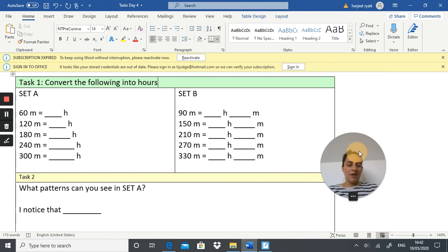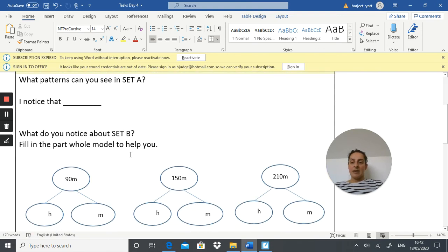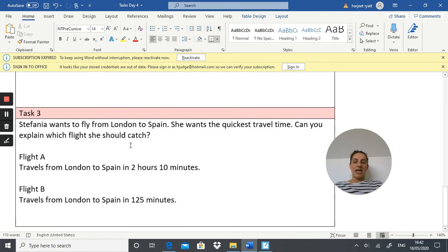And when you click onto that, you'll come up with this document. I'll just move myself out of the way. Task 1 is to convert the following into hours. So you have a series of minutes here, and you need to convert them into hours. Task 2 asks you to spot patterns in set A and set B, which is similar to what you did yesterday. And task 3 is Stefania wants to fly from London to Spain. She wants the quickest travel time. Can you explain which flight she would catch? This is similar to yesterday, but a different scenario. So you need to work out the time difference and tell me which flight would be quicker for her. Let me go back to our main smartboard.